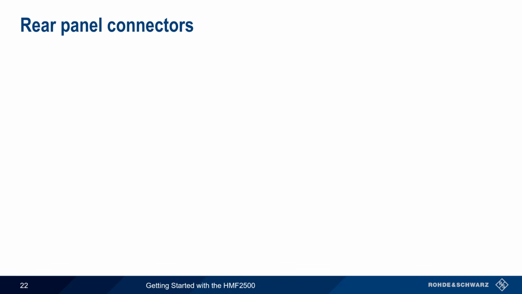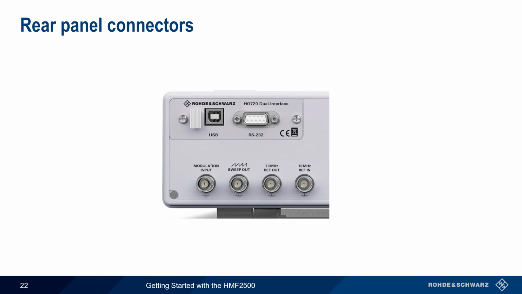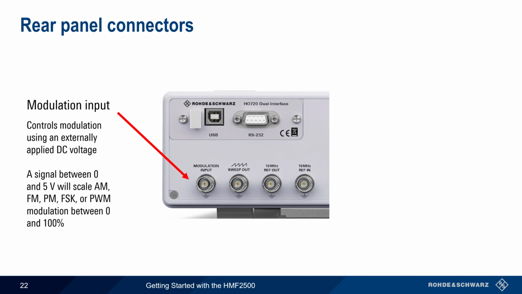Before we conclude this presentation, let's briefly cover the rear panel connectors, starting with the modulation input. As we discussed earlier, a DC signal at this input can be used to control the amount of modulation applied to the output signal. An input voltage from 0 to 5 volts maps linearly to a modulation percentage of 0 to 100%.